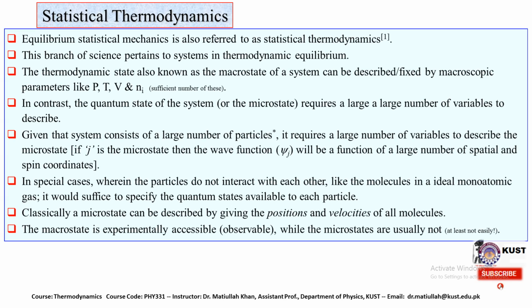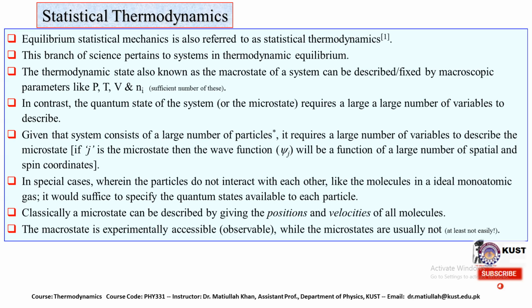For this we need to have a large number of particles. If we have a large number of particles, it requires a large number of variables to describe the microstate, just like any particular system where the number of particles is large, so it requires a large number of variables to describe the microstate of that system.